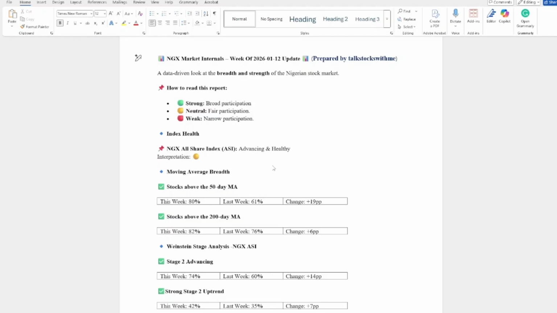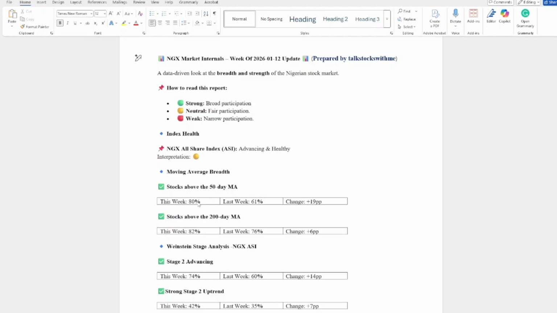The data-driven look at the market comprises some KPIs, meaning from the 144 stocks currently listed in the NGX ASI, we want to know what percentage of those stocks are trading above their 50-day moving average. The 50-day moving average is a very key technical indicator that traders or investors who understand the chart or the tape can use to assess whether buyers or sellers are in control of the price action.